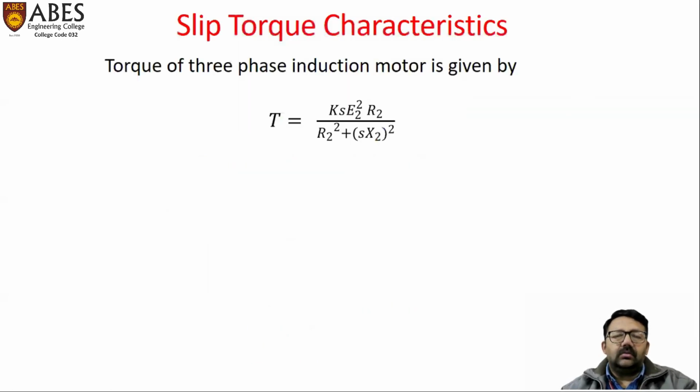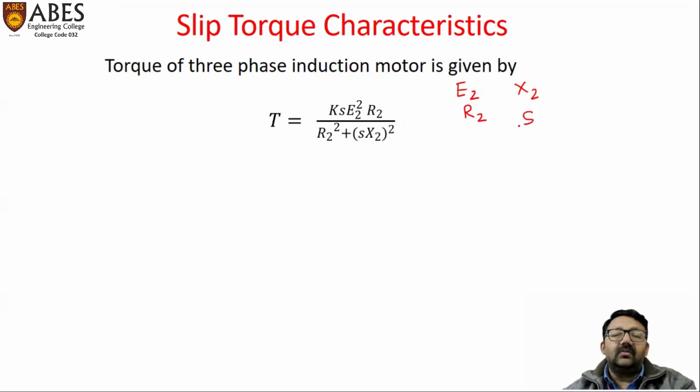Now, we all know the torque of a three-phase induction motor is given by this relation: K S E2 square R2 divided by R2 square plus (S X2) whole square, where E2 is the per phase rotor induced EMF at standstill condition, R2 is the per phase rotor resistance at standstill condition, and X2 is the per phase rotor reactance at standstill condition.